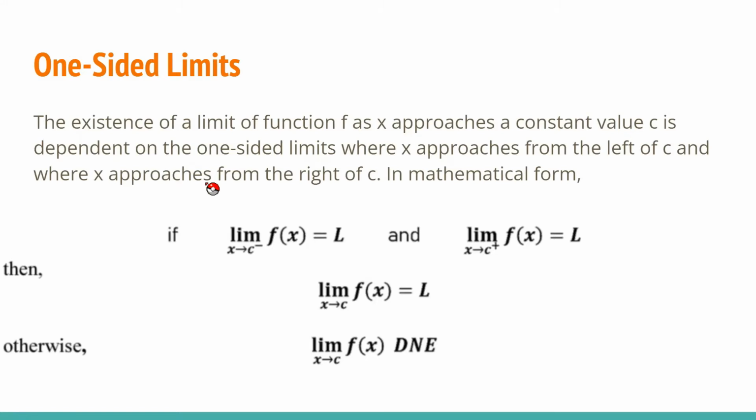The existence of a limit of a function f as x approaches a constant value c is dependent on the one-sided limits where x approaches from the left of c and where x approaches from the right of c. In mathematical form, it would look something like this. So for a function to have a limit, it has to have two equal one-sided limits. If they are not equal, then the limit of that function does not exist.